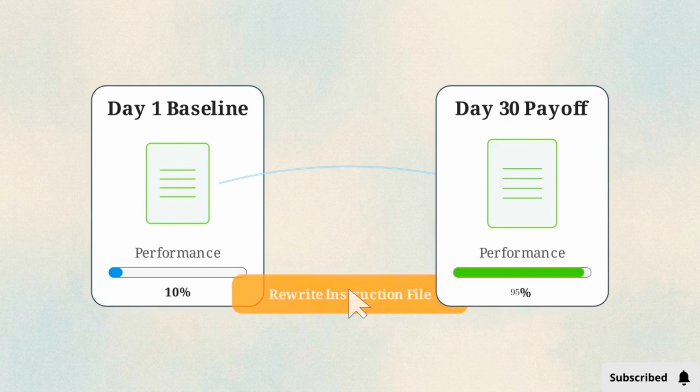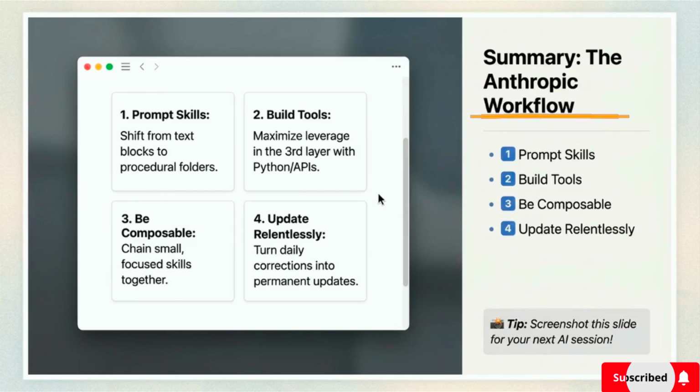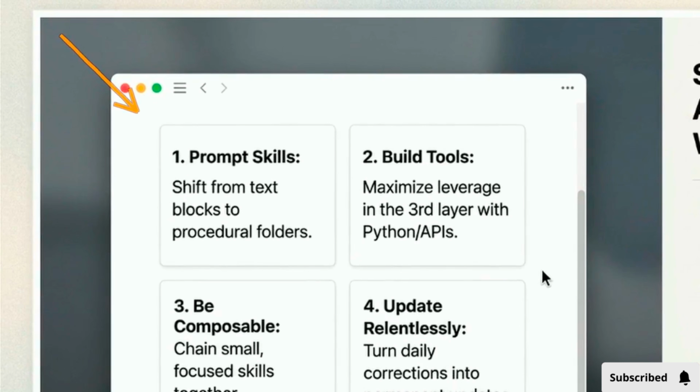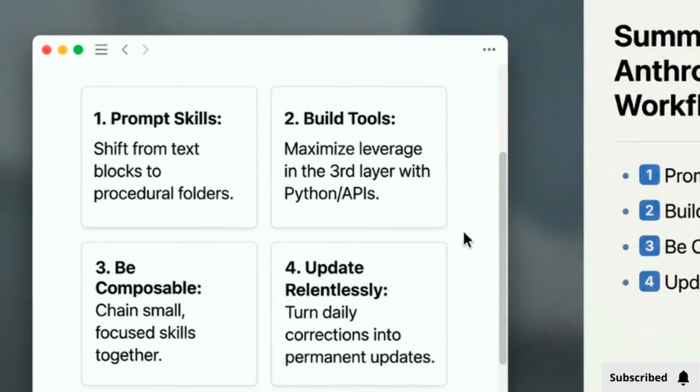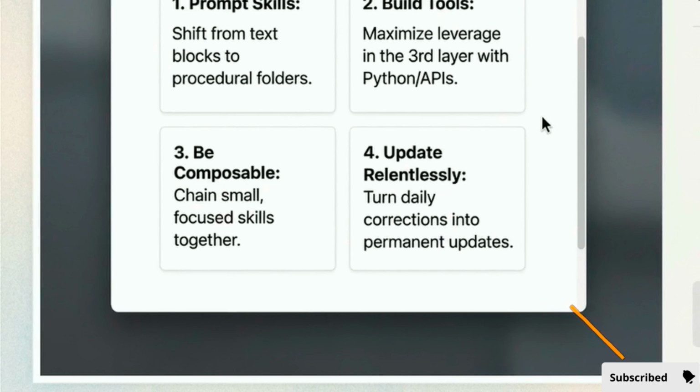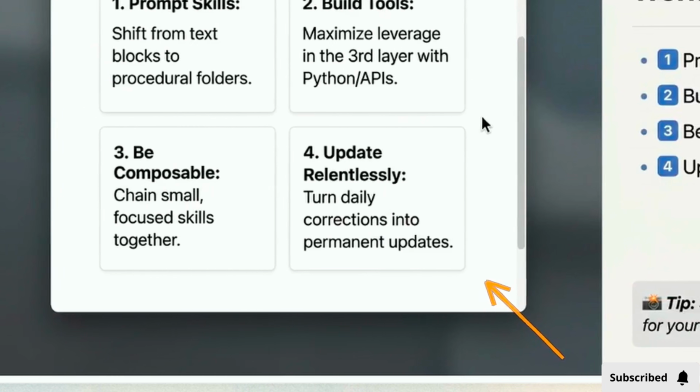Let's pull all of this together into the complete workflow. First, as shown in box 1, shift away from typing chaotic blocks of text and start prompting with procedural folders. Next, we move to box 2 and 3. Maximize your leverage by adding Python scripts and APIs into your tools layer, and keep your system resilient by chaining small, focused microskills together. Finally, box 4. Turn your daily manual corrections into permanent system updates, so your workflows compound in accuracy over time.